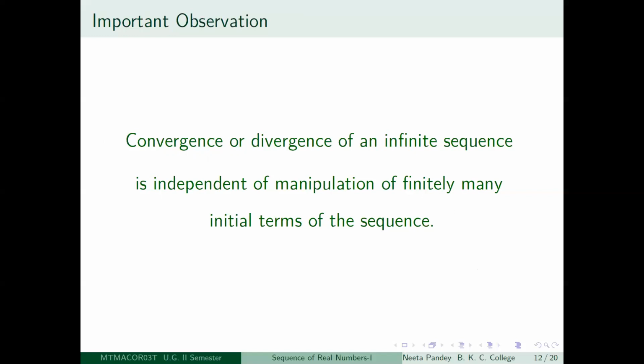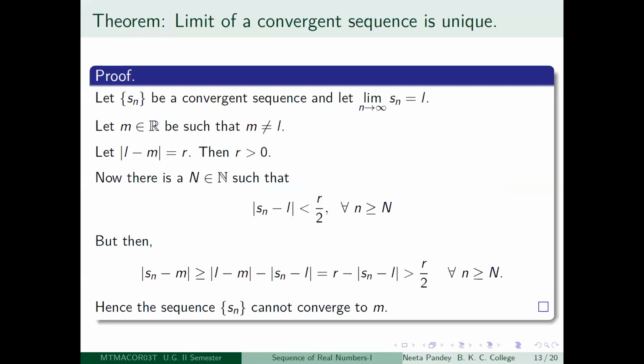So what is happening before that term is immaterial. It could take any sorts of values, but if it starts behaving in a certain fashion after some term, then that is sufficient to observe whether the sequence is convergent or divergent. So as we see more and more examples, I hope this particular point will become clearer.